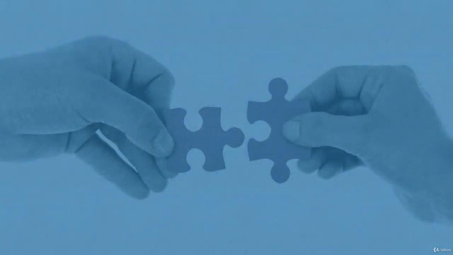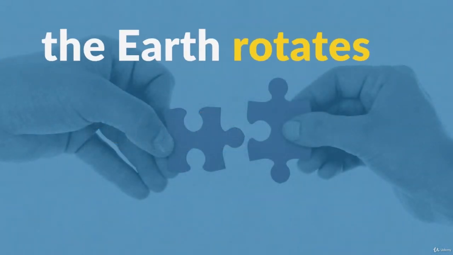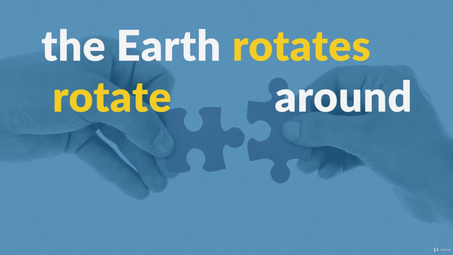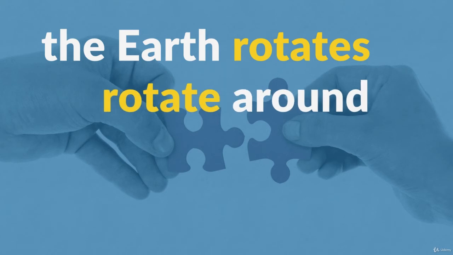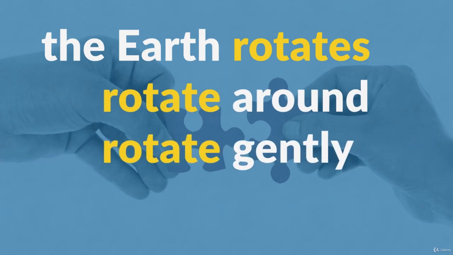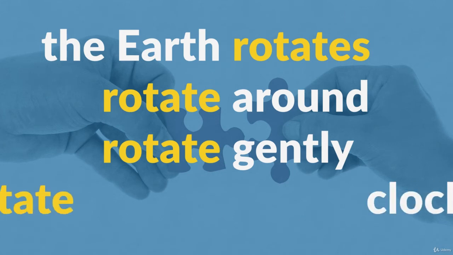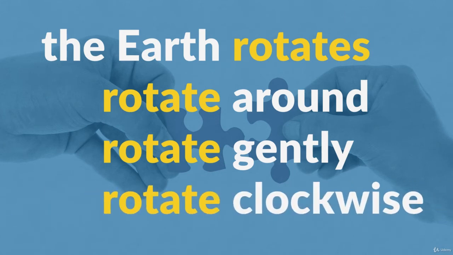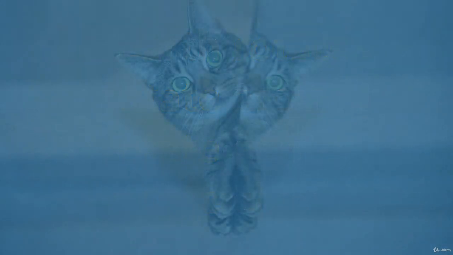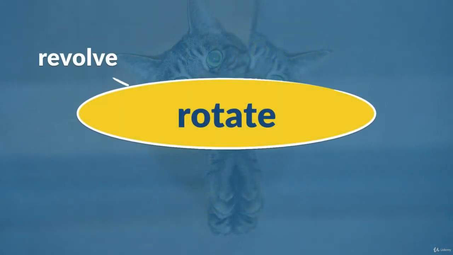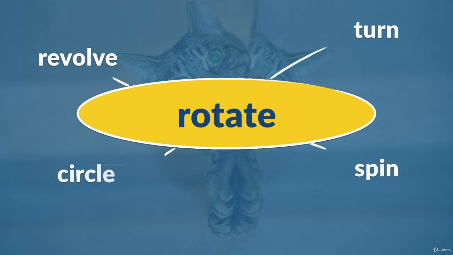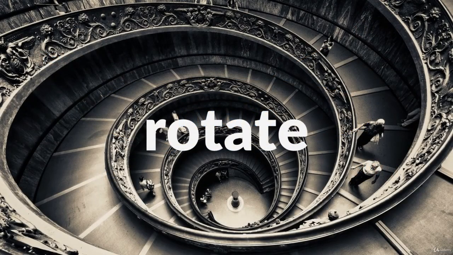Some collocations: well, the Earth rotates, and you can rotate around something. Rotate gently. And you can rotate clockwise. Some common synonyms are revolve, turn, spin, circle. Rotate.